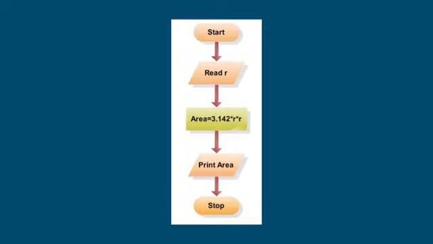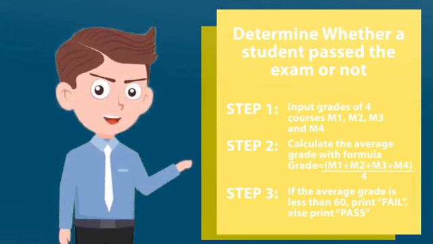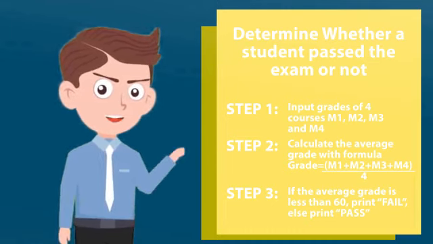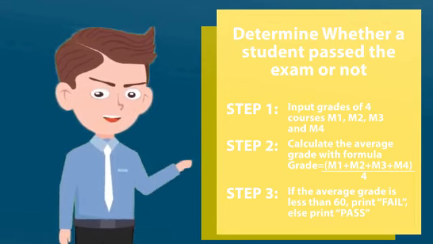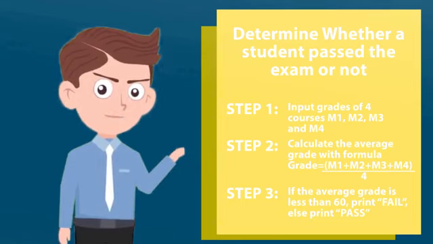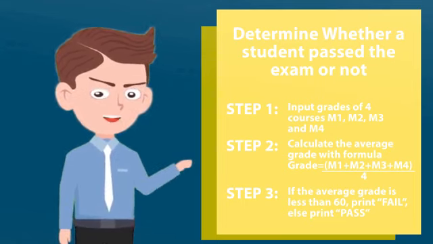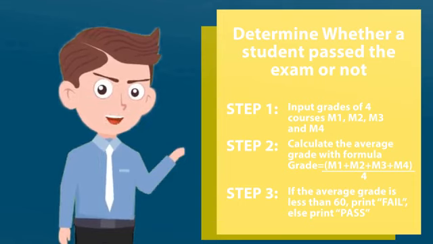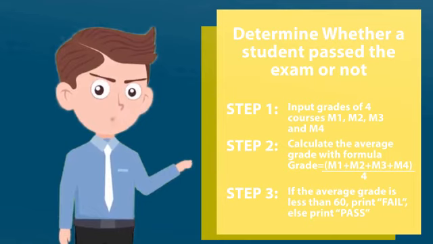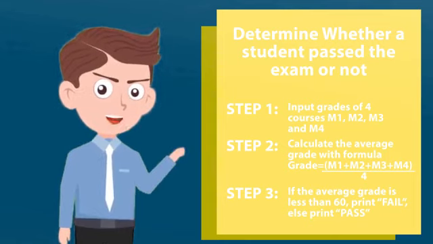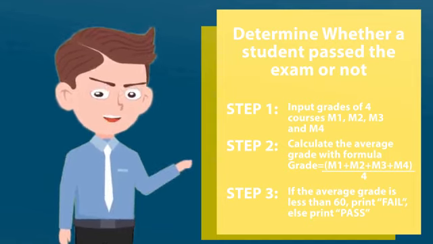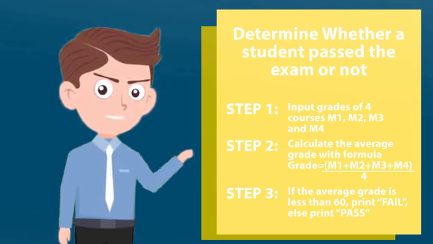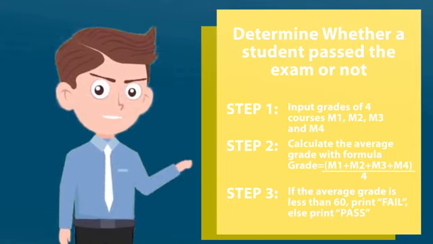Another example, let's say we need to determine whether a student passed the exam or not. In algorithm, it is like this. Step 1, input grades of 4 courses, M1, M2, M3, and M4. Step 2, calculate the average grade with formula grade is equal to M1 plus M2 plus M3 plus M4 divided by 4. Step 3, if the average grade is less than 60, print fail, else print pass. While in flowcharting, it is like this.